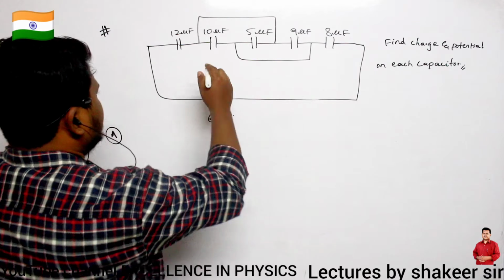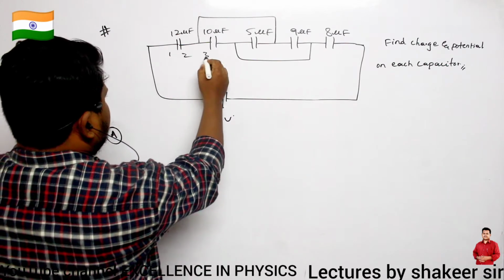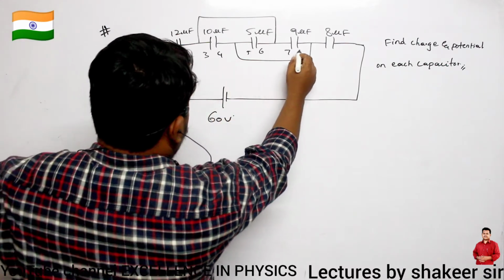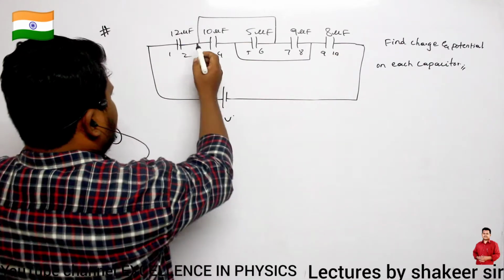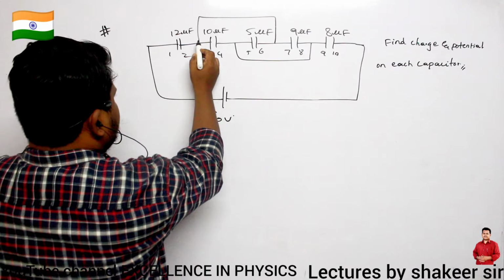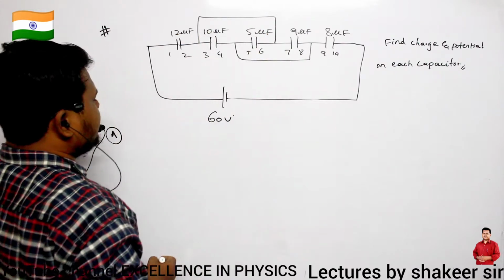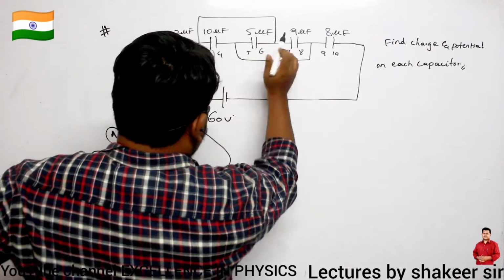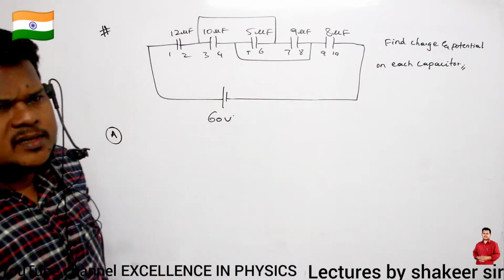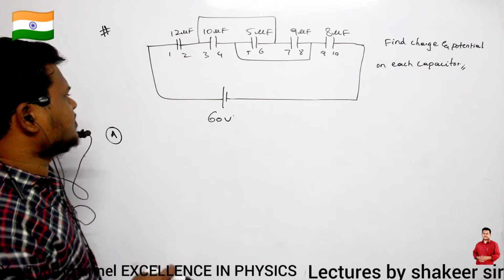Can you see? So first plate, second plate, third, 4, 5, 6, 7, 8, 9 and 10. That's all. So here we have a conducting wire which is passing from here to here. What is the meaning of this? It means that the second plate, third plate, sixth plate and seventh plate, all these plates are at the same potential. That is the meaning of this.